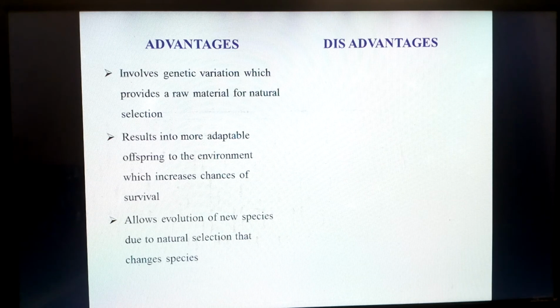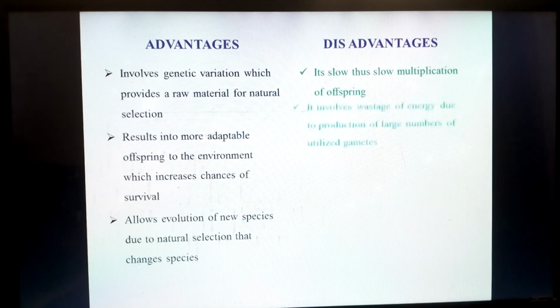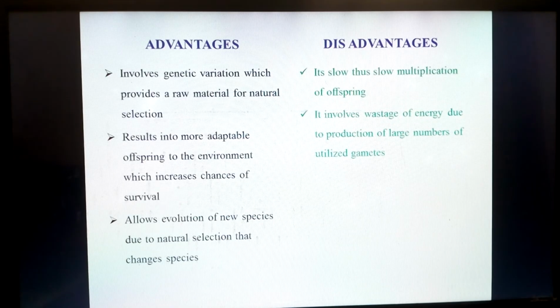Among the disadvantages this mode of reproduction has, it is very slow. You can take an example of an elephant, which has a gestation period of around 2 years. So if an elephant is to produce one offspring every 2 years and it has to breastfeed it, it will take around 4 years before another conception. Because of that, this process is very, very slow compared to Spirogyra, which just splits and forms very many offsprings per unit time.